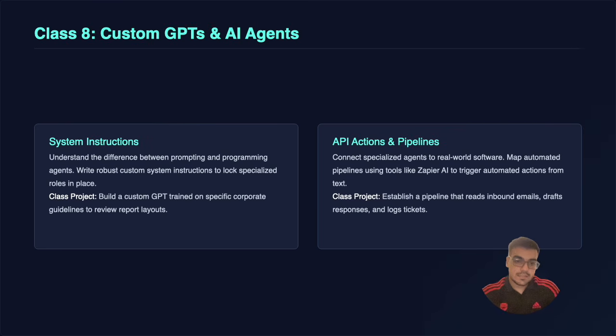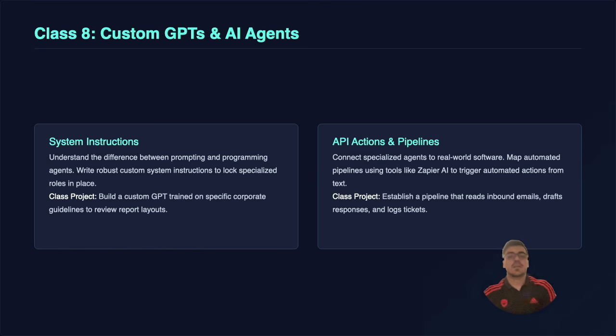So in our final class 8, we'll focus on custom GPTs and autonomous AI agents. This is where we move from prompting AI to programming AI to work for us automatically. On the left, we look at system instructions. You will learn how to write robust programmatic custom instructions to build a specialized AI assistant. We will build a custom GPT trained on specific corporate guidelines to automatically review report layouts and point out editing errors.